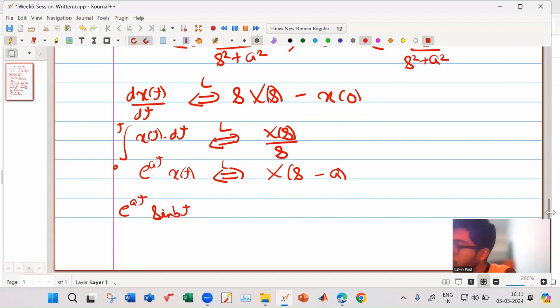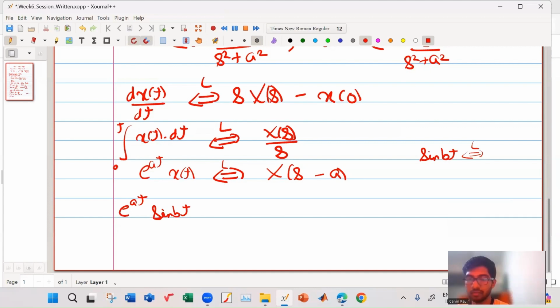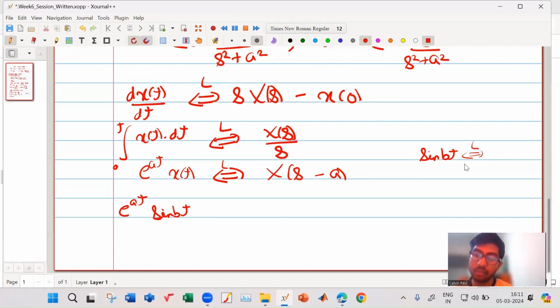Okay, we know for sine bt, what is the Laplace transform of sine bt? Okay, the Laplace transform of sine bt is b upon s square plus b square.